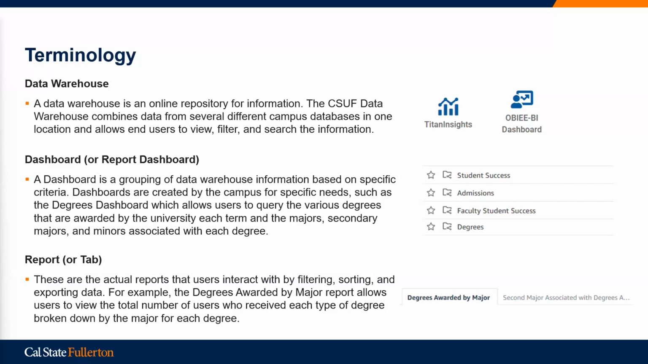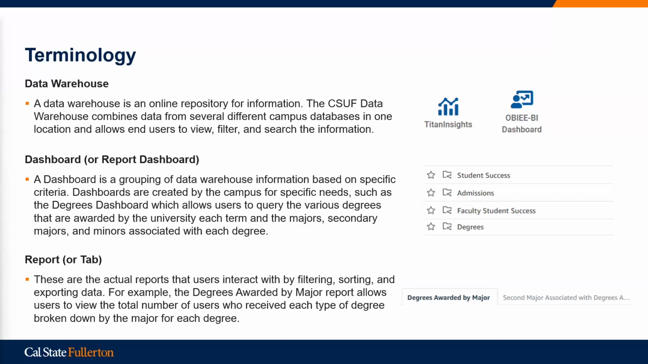And then a dashboard, or report dashboard, is just a way for us to group that data together based on some sort of criteria so that we can give access to people based on that criteria. We're going to be looking at the degrees dashboard today. That allows people to look at what degrees we have awarded to students over the last, oh goodness, I think it goes back 20 some odd years. So that's what a report dashboard is.